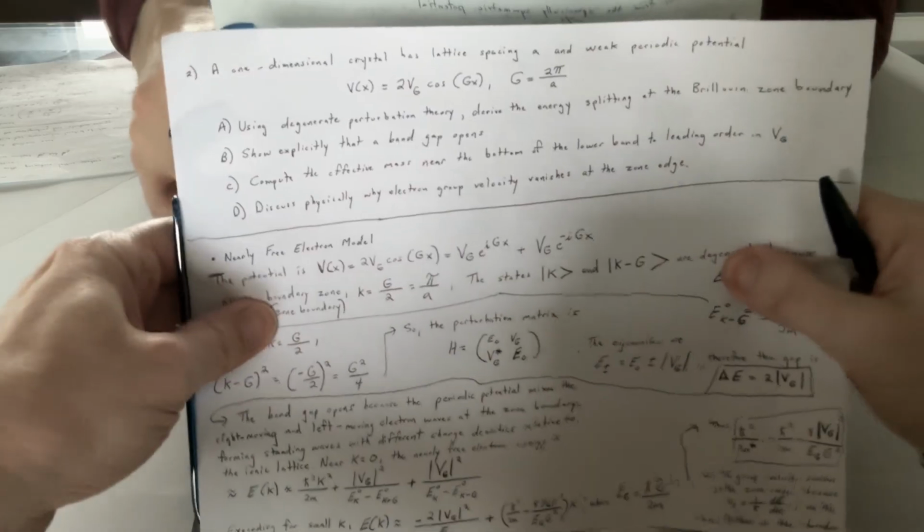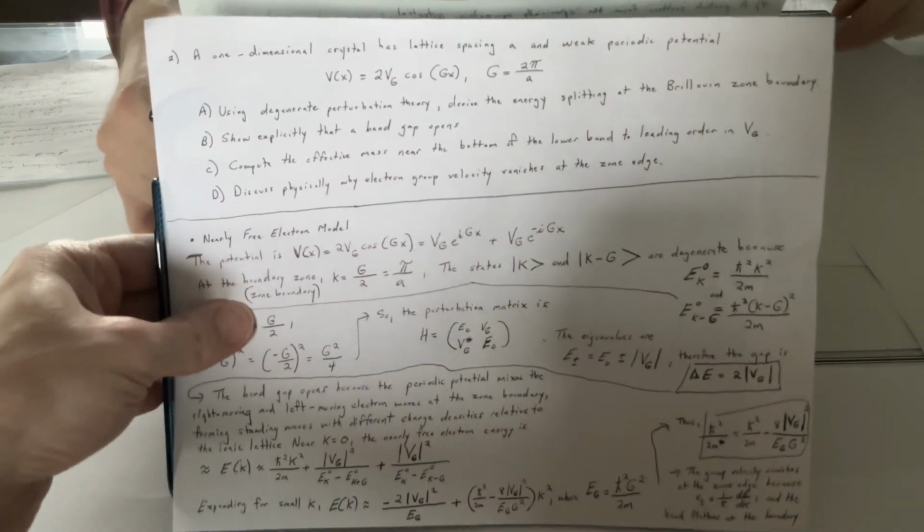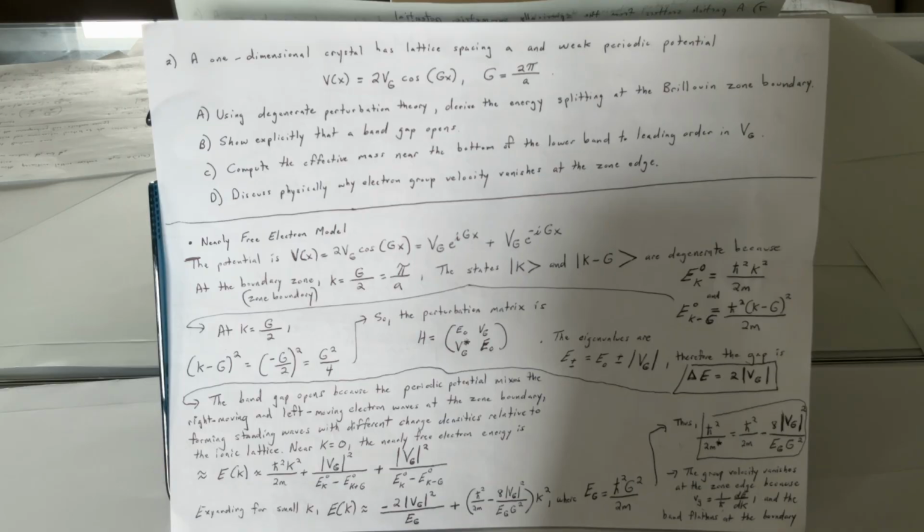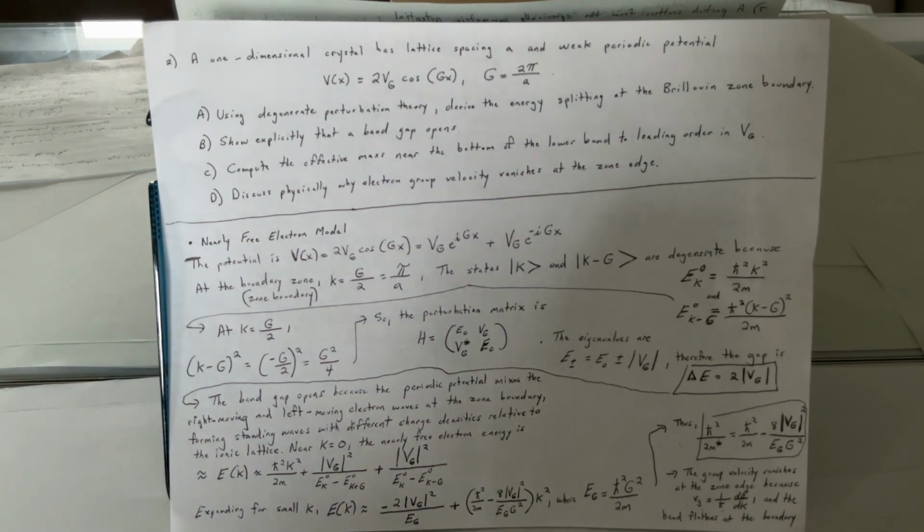Okay, so number two: a one-dimensional crystal has lattice spacing a and weak periodic potential V(x) = 2V_G cos(Gx), with G = 2π/a. I'm going to just read out parts A through D. Using degenerate perturbation theory, derive the energy splitting at the Brillouin zone boundary, show explicitly that a band gap opens, compute the effective mass near the bottom of the lower band to leading order in V_G, and discuss physically why the electron group velocity vanishes at the zone edge.